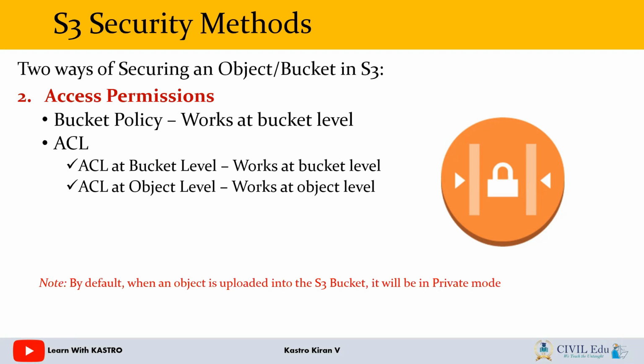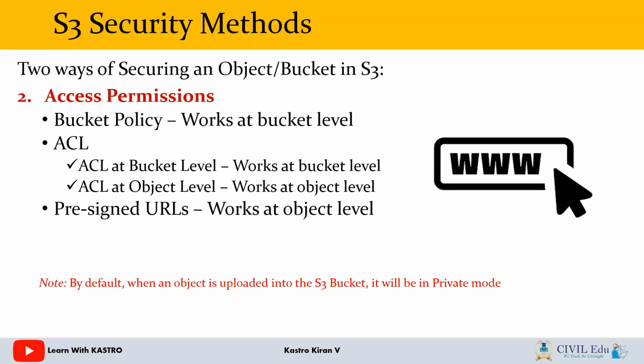And the third layer of security in access permissions is known as pre-signed URLs. Basically, these pre-signed URLs will work at object level. Now, what is meant by pre-signed URL is, suppose let's say you want to give the permission to access the object to a third party person for a specific period of time. So when you want to give the access for a specific object only for a limited duration, in that case, we are going to use this concept called pre-signed URLs, which will work only at object level, not at the bucket level.